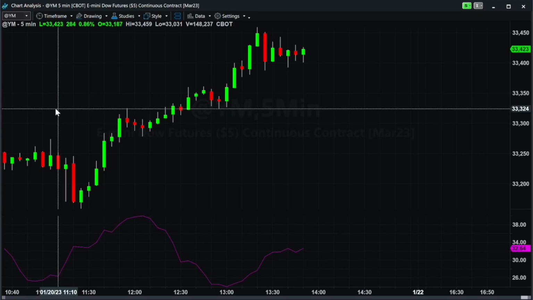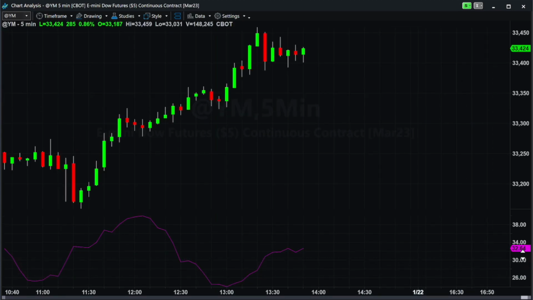Let's go to a 5-minute chart. Well, now it's saying the ATR is 32.71. And it's like, wait, what? I thought it was like 500. 500 is based on the daily chart.